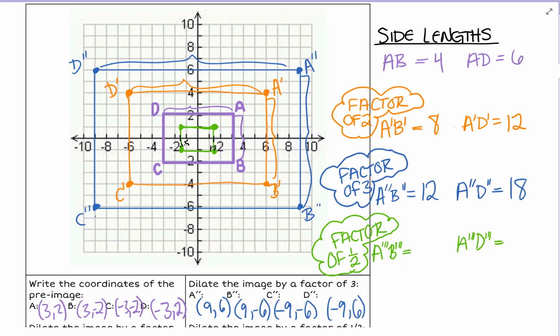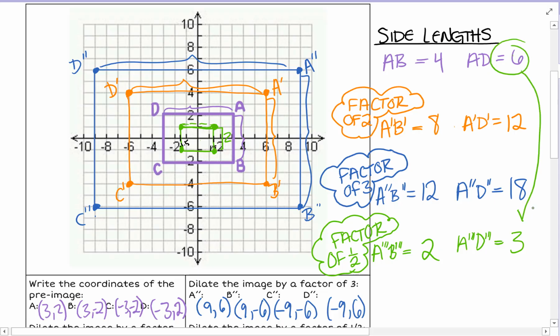So what do you think the side length of A triple prime, B triple prime is? 4 times 1/2? Is that 2? That side length is 2, and if you count this half plus 1 plus 1 plus a half, that makes this side length 3, and 3 is 1/2 of 6.